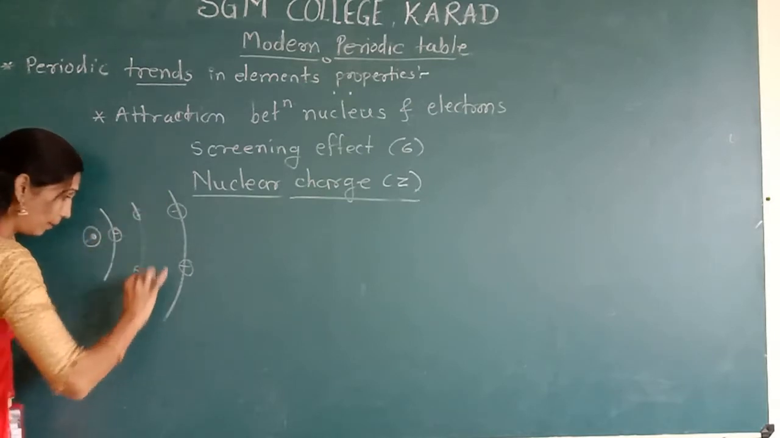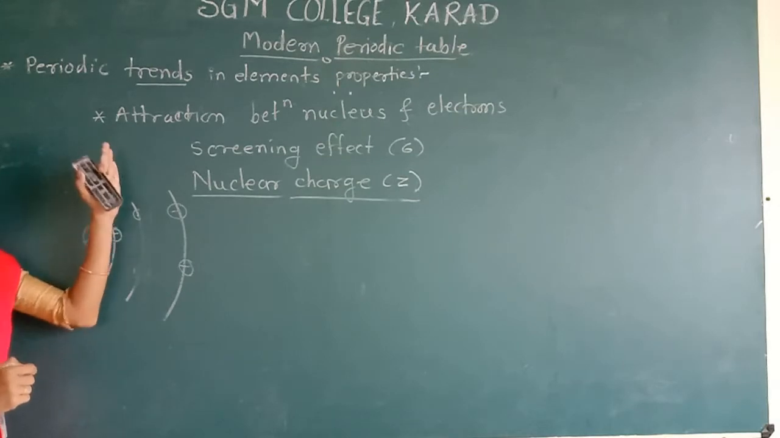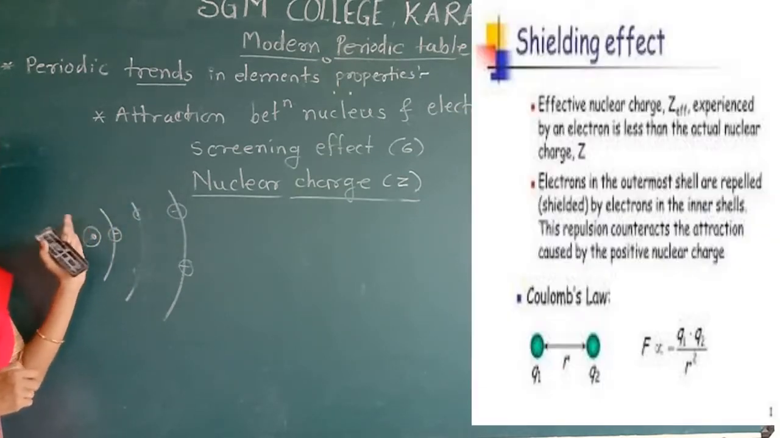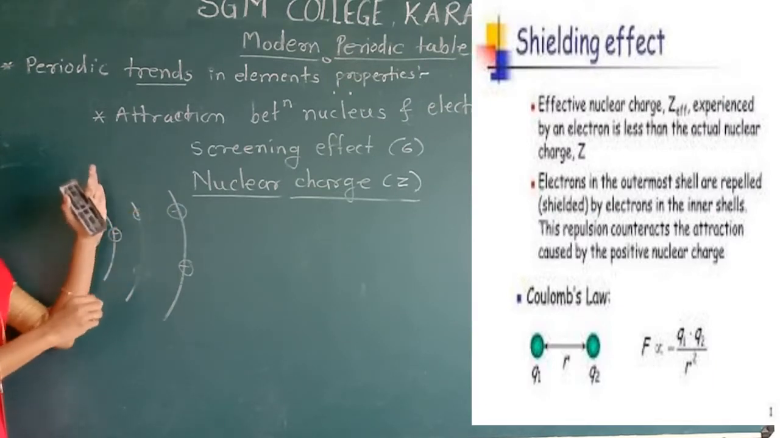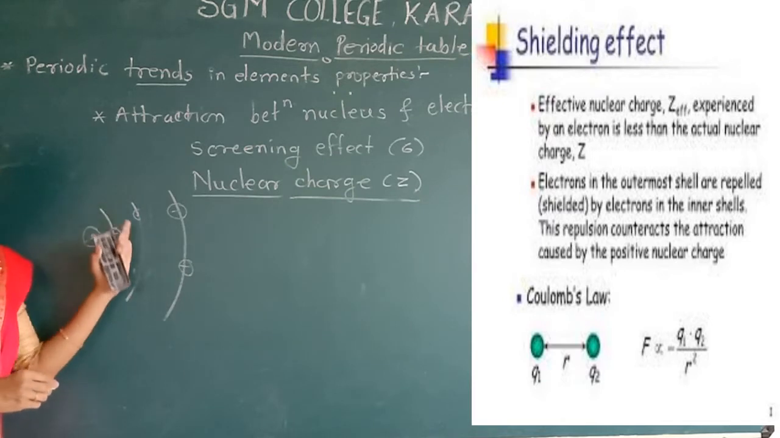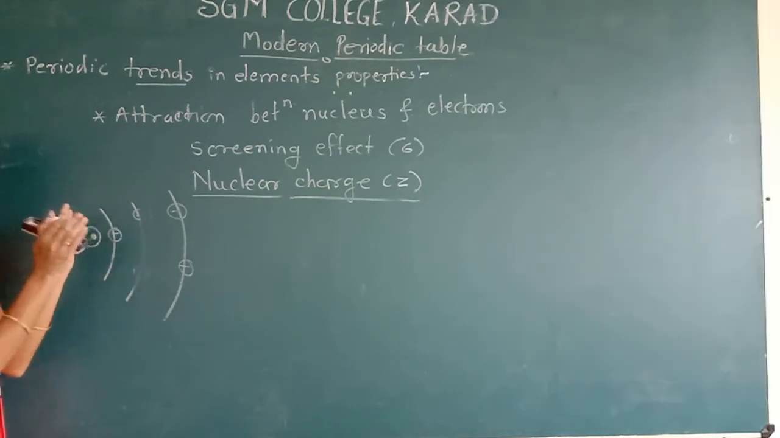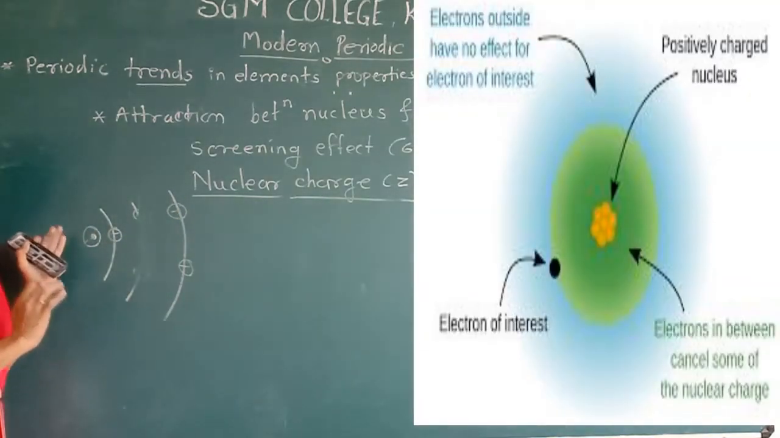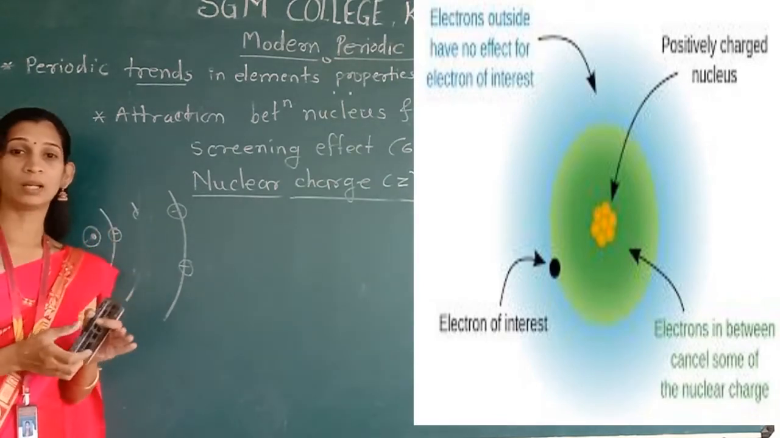But some effect is present here. That effect repels and the nucleus cannot attract the outermost electron towards itself. It will repel every electron. That is our screening effect or shielding effect. And the force which remains after opposition by this shielding effect is nothing but our effective nuclear charge.